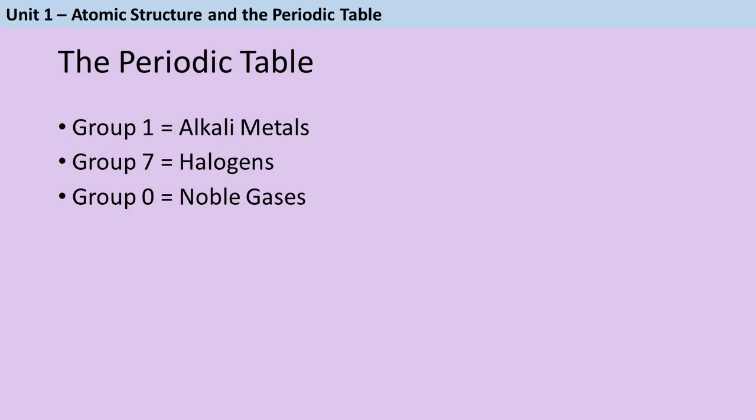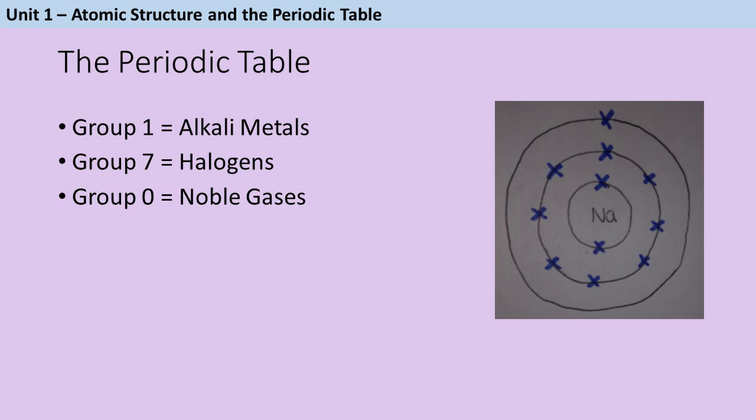So next we move on to looking at 3 particular groups within the periodic table. Group 1, Group 7 and Group 0. So Group 1, everybody's favourite, the alkali metals. These are the really, really reactive ones that are very cool when you put them in water.